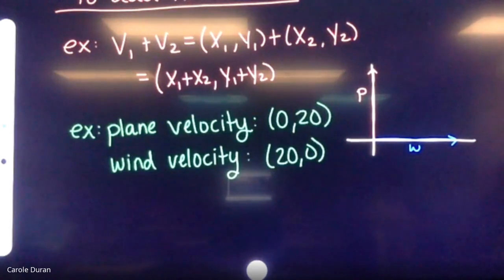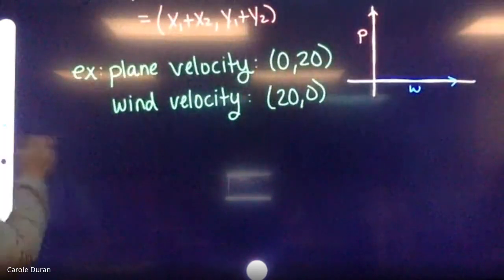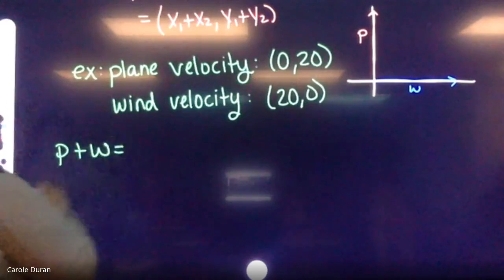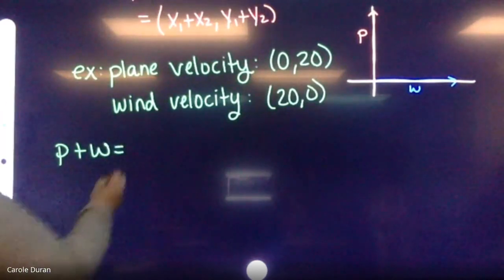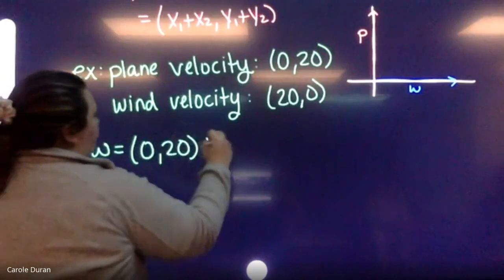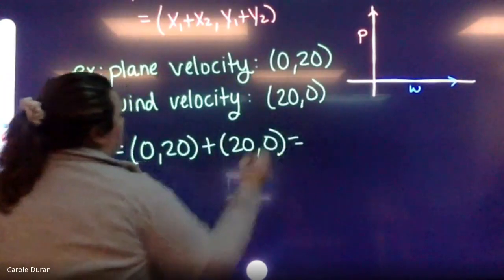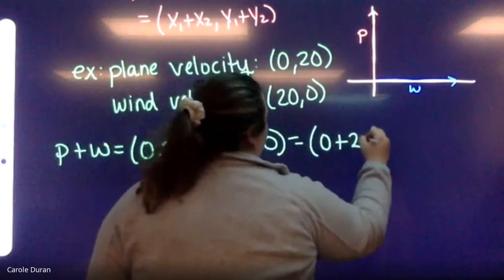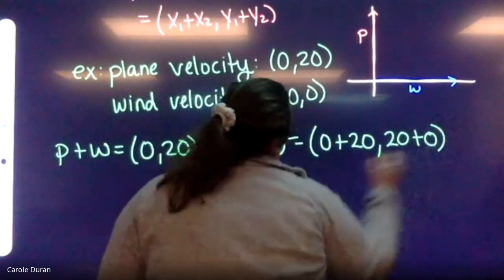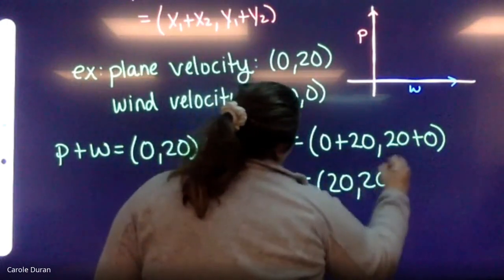So what I would like to figure out is the velocity of the plane in the wind, which means I need to take the plane velocity and add to it the wind velocity. And that's going to tell me where the plane ends up with the wind acting on it. That's 20, 20. But we're going to show how we get it. So plane plus wind here would be my plane vector plus my wind vector. Adding like terms, we get 20, 20, which is where the plane will end up.